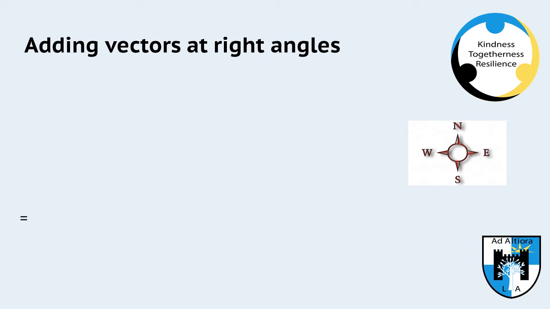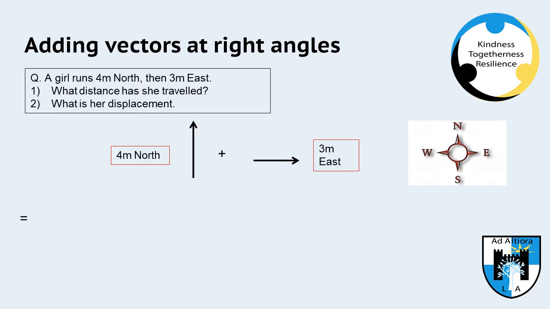Okay, if we're adding vectors at right angles, it's a little bit more complex. And I've put on the right hand side of the screen the compass points. Now this is for a girl running 4 meters north, then 3 meters east. First of all, what distance has she travelled? Well, distance travelled, hopefully you can see, is the same as last time. It's going to be 7 meters in total. So that gets that out of the way.